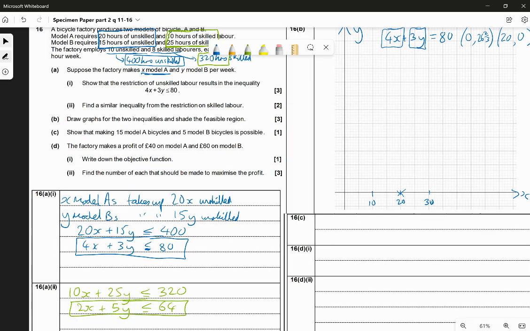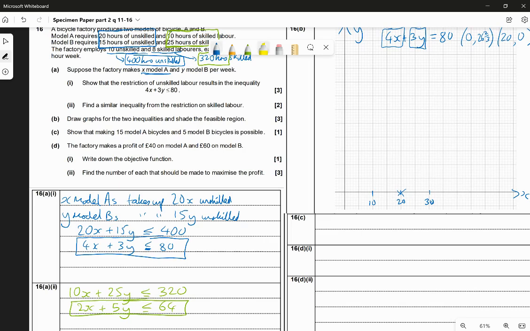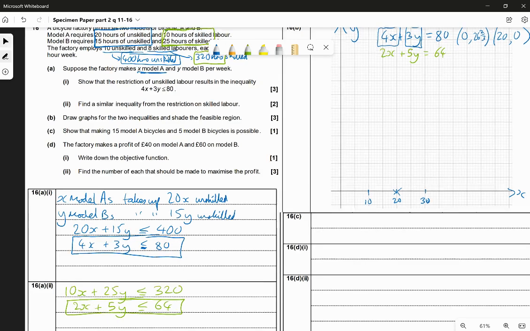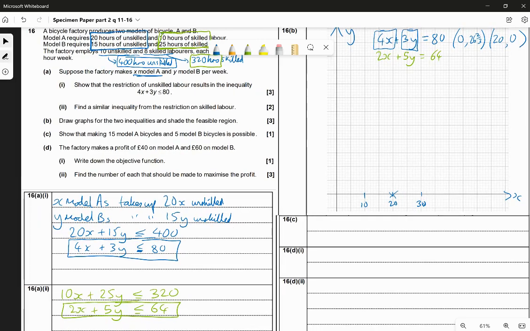I'm going to do similarly for my equation, which I'm going to do in green, 2x plus 5y equals 64. So I'm going to draw the line 2x plus 5y equals 64, and then I'm going to decide on one side or the other of the line because I need 2x plus 5y to be less than or equal to 64. So my x-intercepts and my y-intercepts. So when x is 0, 5y would equal 64. So y would be equal to 64 divided by 5, which is 12.8.